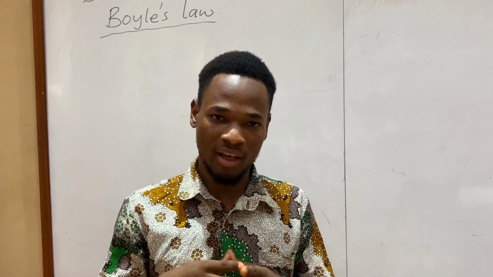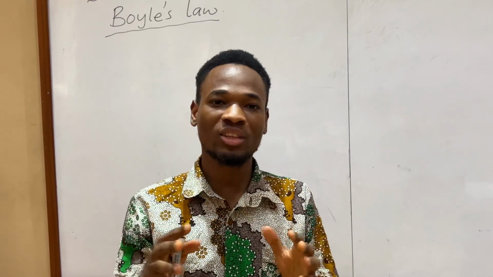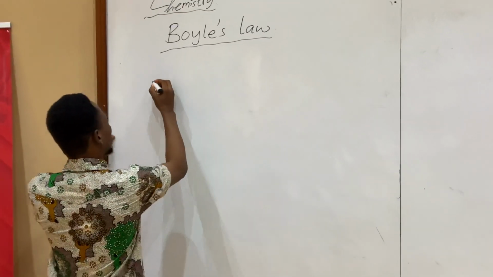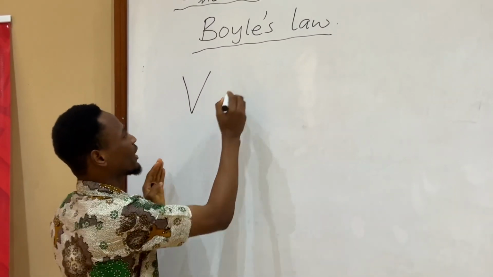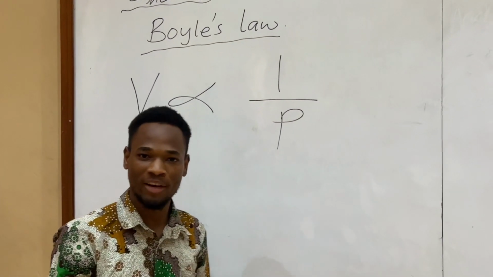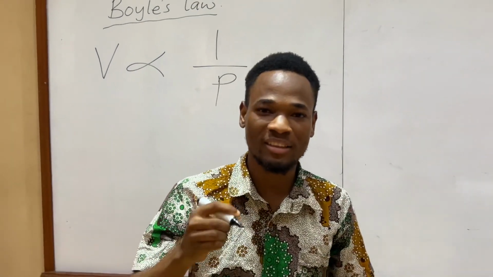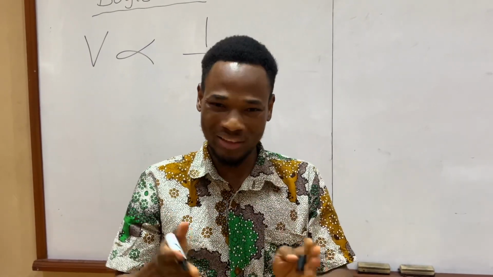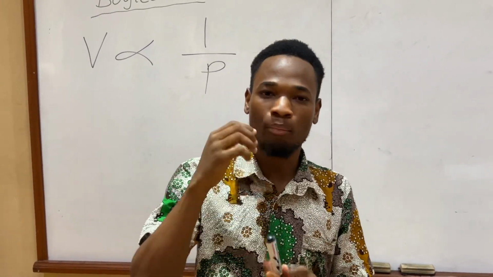So Boyle's Law is saying that for a fixed mass of a gas at constant temperature, the volume of the gas is inversely proportional to the pressure of the gas. Please, the temperature has to be constant. So when you say temperature is constant, that means the process is an isothermal process.